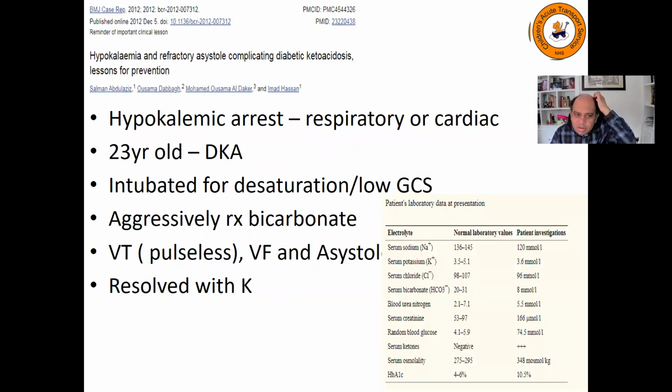So just move on to the next slide, please. And there have been case reports of patients arresting from severe hypokalemia, etc.